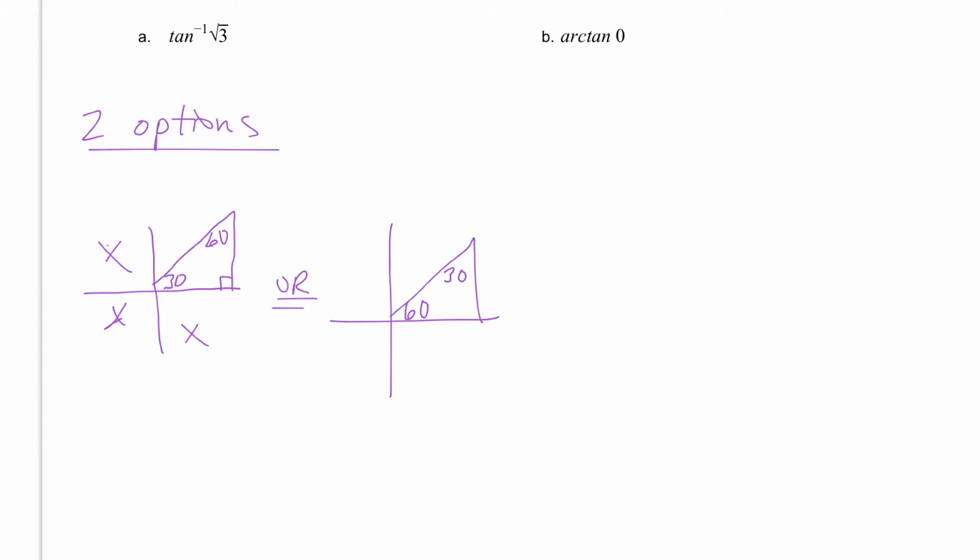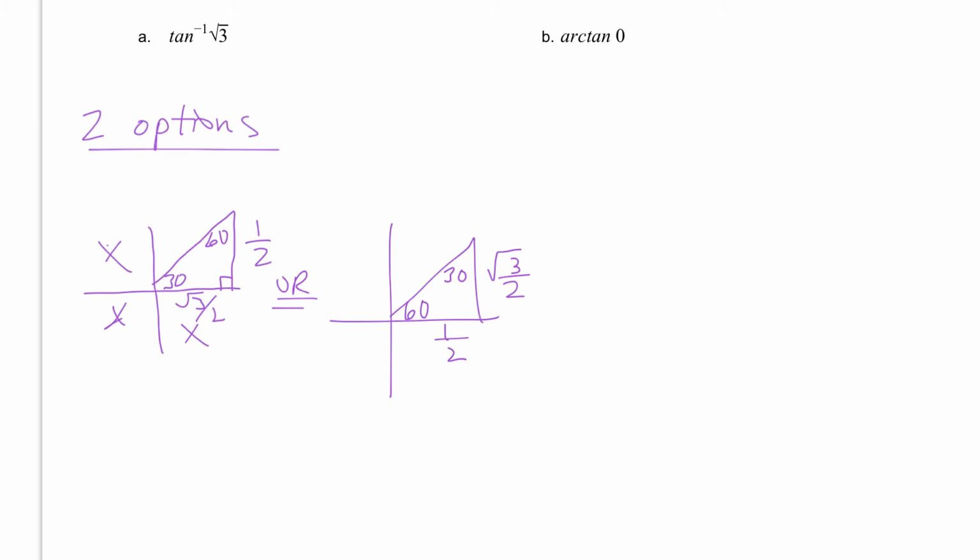Now, here's what's going to happen with these two options. In the first one, since the 30 degrees is inside, that makes the sine 1/2. And it makes the cosine value the square root of 3 over 2. And if we're dealing with this triangle, the sine value is the square root of 3 over 2. And the cosine value, which is across from the 30-degree angle, is 1/2.